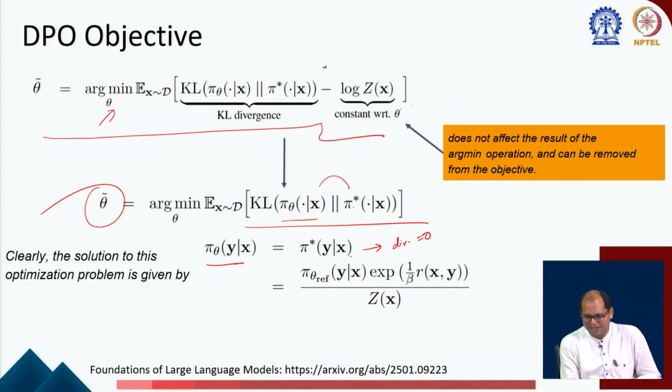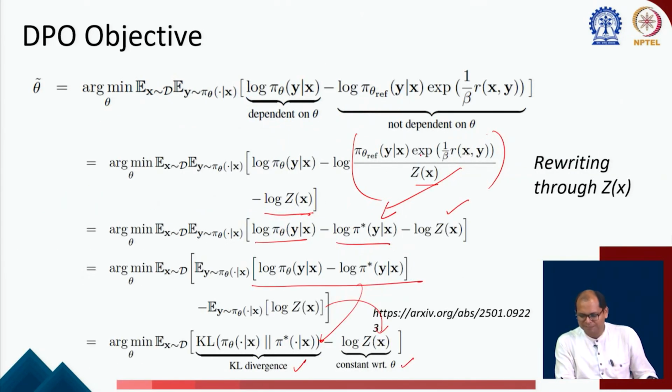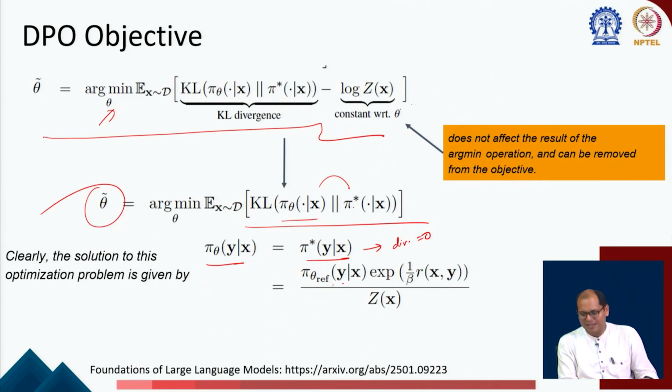If I say pi theta y given x is pi star y given x, let us now put back pi star y given x, that was nothing but this quantity, pi theta ref y given x exp 1 by beta r x y divided by g x. So, g x is not gone, this is very important, g x is still there, but let us see. What will this give me? This is saying what should be pi theta y given x in terms of pi ref y given x and some form of r x y and g x. So, this is the solution to this optimization problem, but where is my DPO objective?